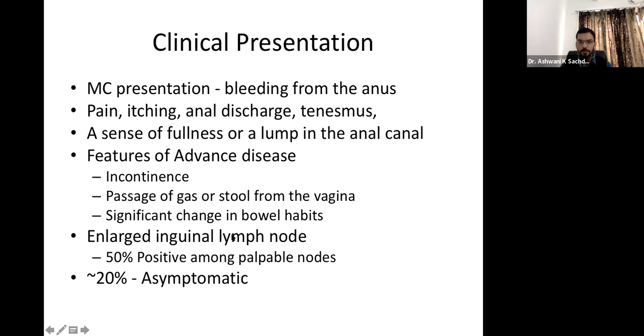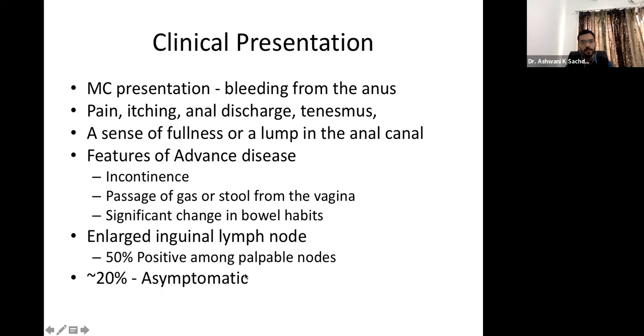So clinical presentation of anal canal cancer: the most common is bleeding from the anus, but some can present with pain, itching, anal discharge, feeling of tenesmus, and a feeling of fullness or lump in the anal canal. Most common features of the advanced disease are incontinence. Involvement of the anal sphincter leads to incontinence, passage of gas or stool from the vagina. So this is development of rectovaginal fistula and other changes in the bowel habits. They are also features of advanced disease.